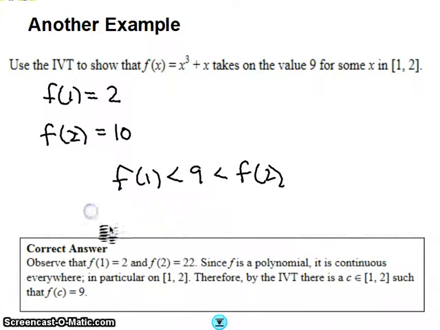Here again is the more formal approach that I want you to get in the habit of looking at and reading, because there are some important pieces in there. Again, they evaluate the... there's a little mistake right there, isn't there? This f of 2, that's interesting. 2 2s are 4, 2 4s are 8, plus 2 is 10. This should be a 10 right there. That's very interesting. Little mistake from the book, it looks like. Since f is a polynomial, it is continuous everywhere, in particular on 1 to 2. Therefore, by the intermediate value theorem, there is a c that exists such that f of c is equal to 9.